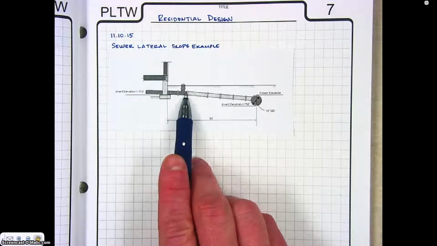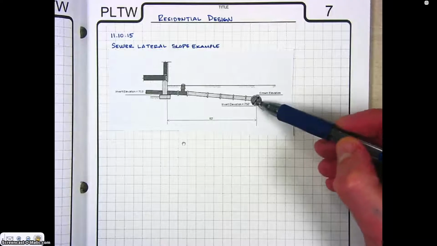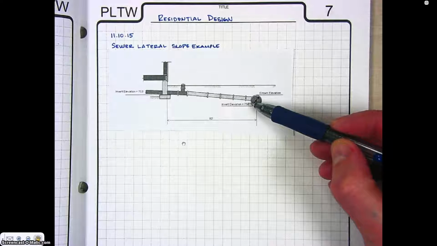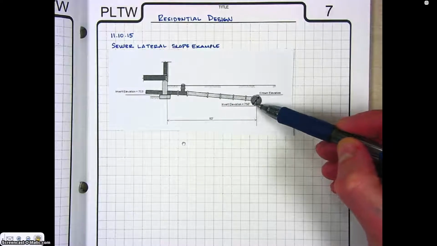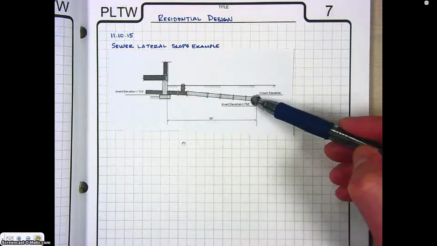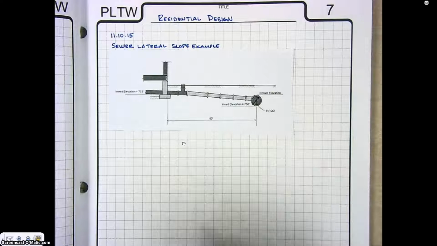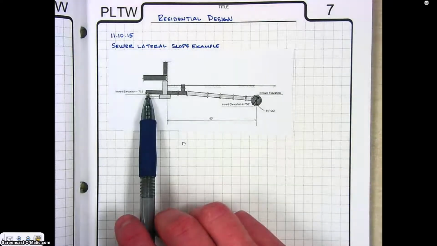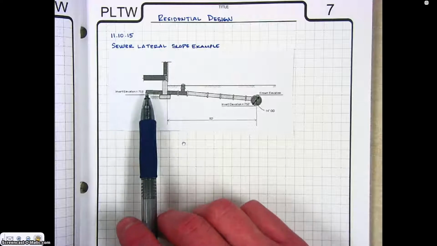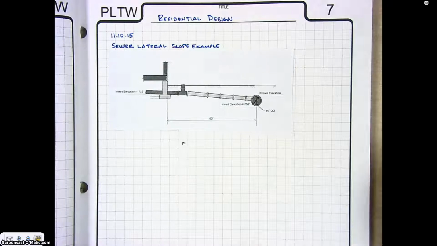We then have a clean out. We have our sewer lateral, which connects to the sewer main. And we have the invert elevation of that sewer main. And so we need to figure out if this is going to be at the correct slope to make sure that all the wastewater, based on the number of sinks, toilets, washing machines we have in our house, is going to be enough to get out all of that wastewater without backing up.